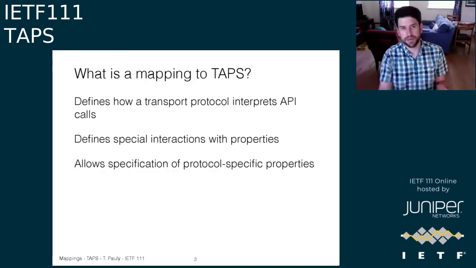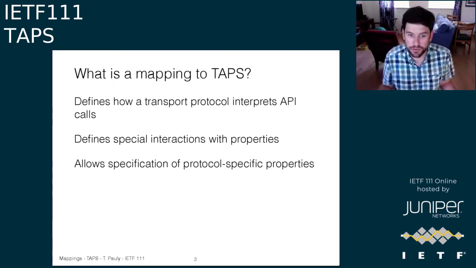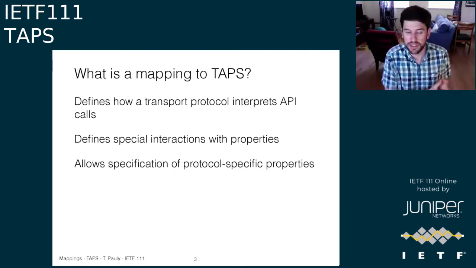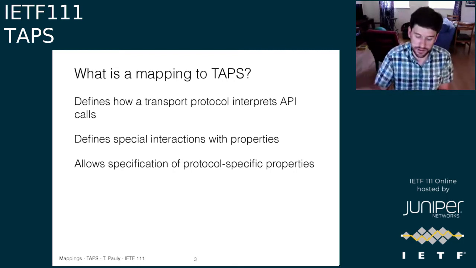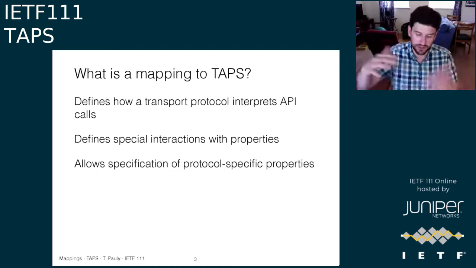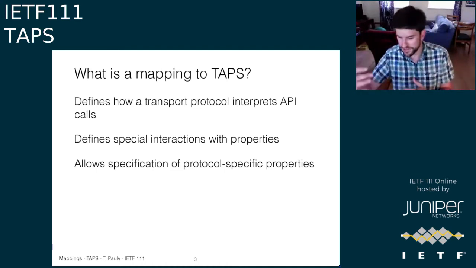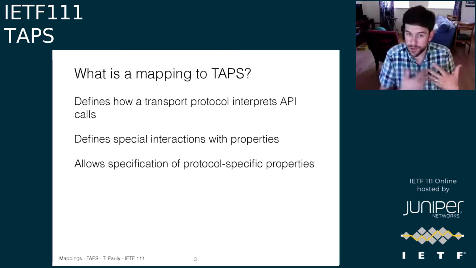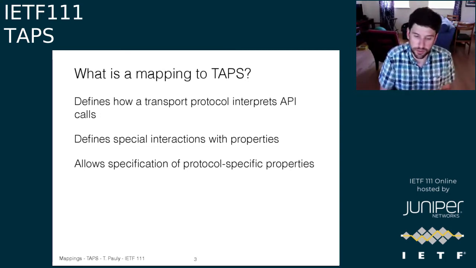So stepping back a bit, what is a mapping? What would be in a mapping document like this? At least in my interpretation, a mapping is something that would define how a given transport protocol interprets the various API calls that the TAPS interface defines. And besides the active calls like initiate and close and send and receive, you have to define if there are any special interactions with particular properties.